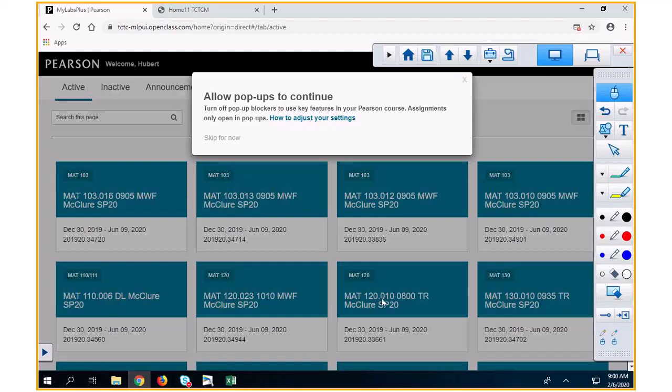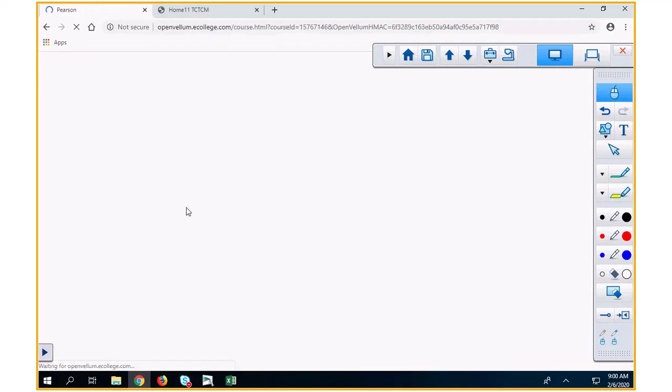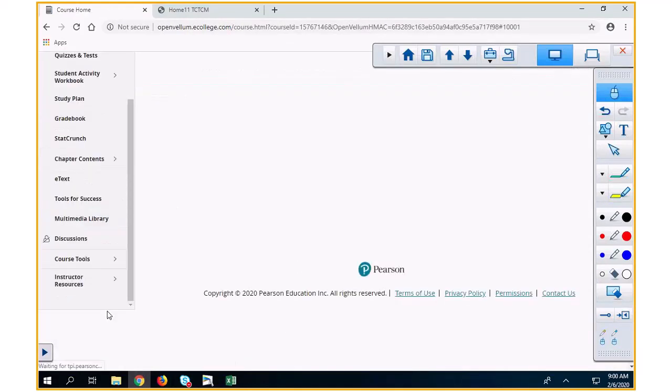So, y'all are section 10. Let's see if I can pull up the same test. I don't know if it'll let me do it or not.